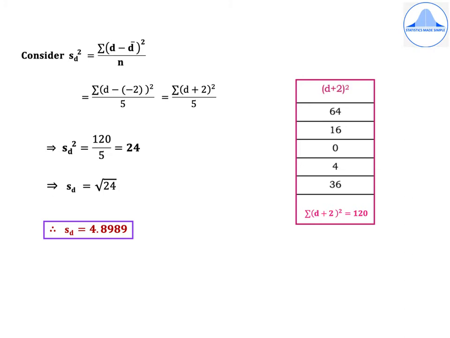Therefore, we get SD square equal to 120 divided by 5, which is equal to 24, or SD is equal to root 24, which implies SD is equal to 4.8989.